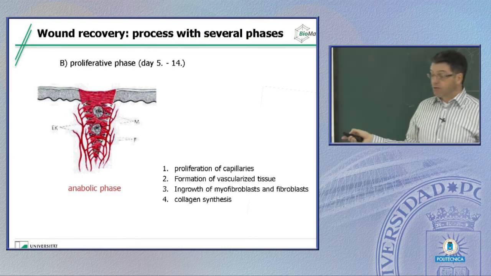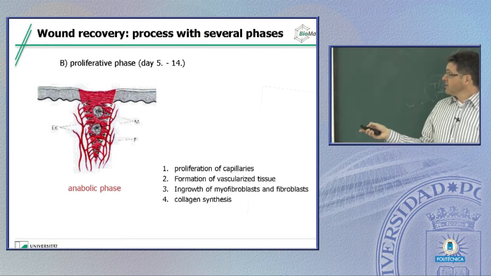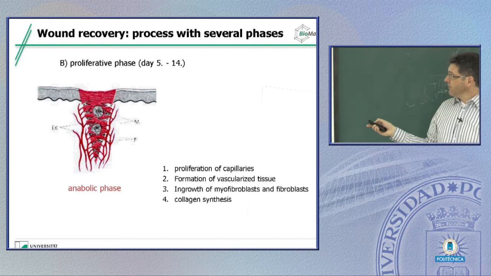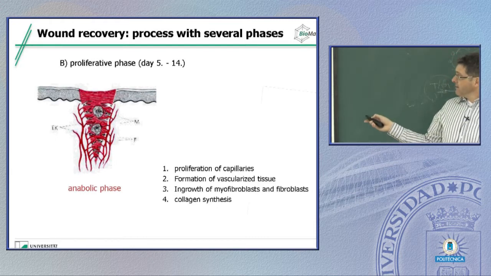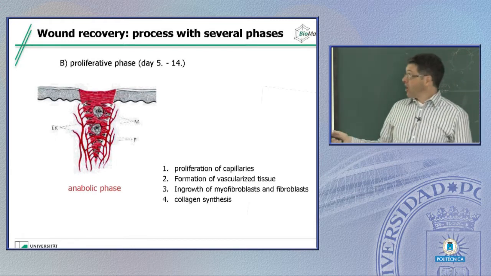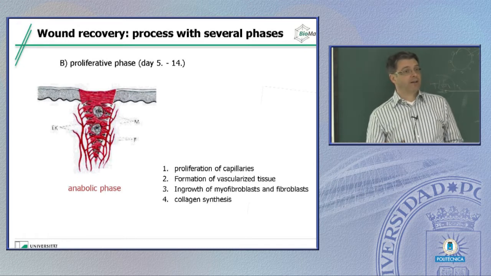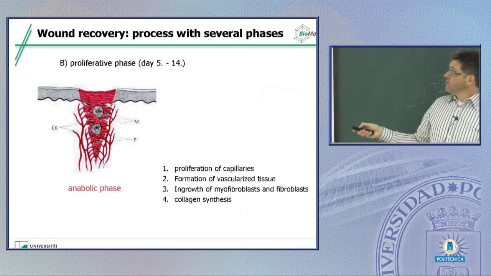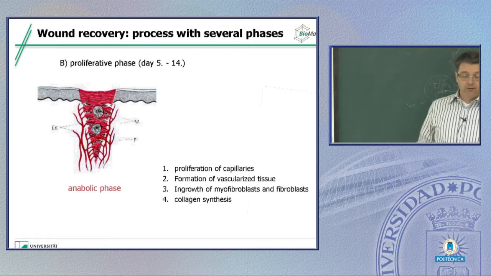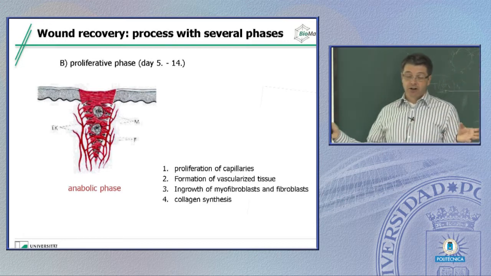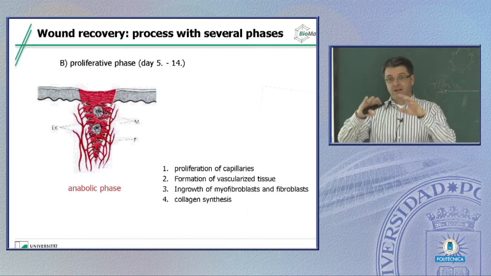New cells grow in, and these are especially so-called myofibroblasts and fibroblasts. Fibroblasts and myofibroblasts are specialized in synthesizing collagen. And collagen, of course, will be needed to make a new scaffold here, a new tissue, because collagen is the major component of the extracellular matrix.